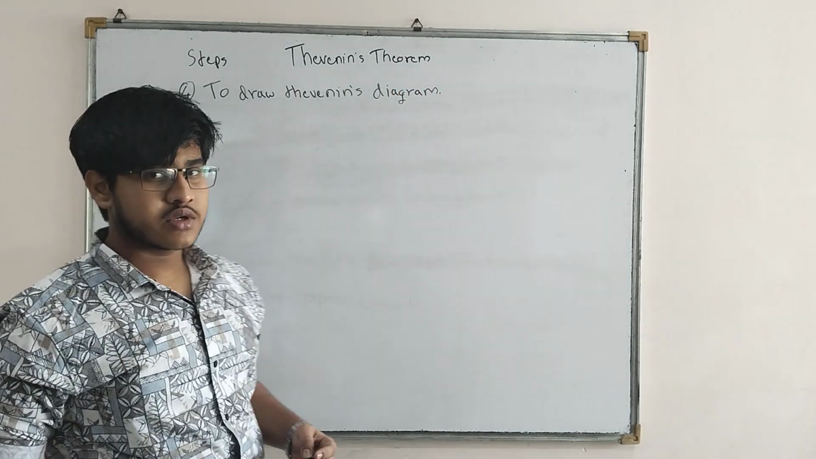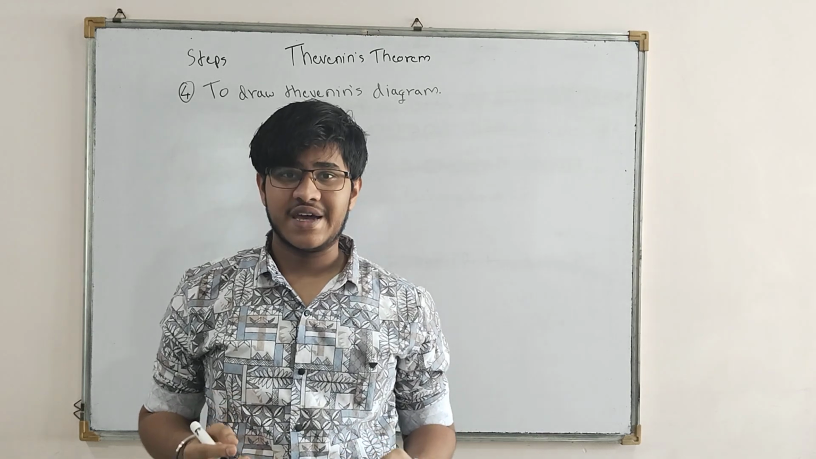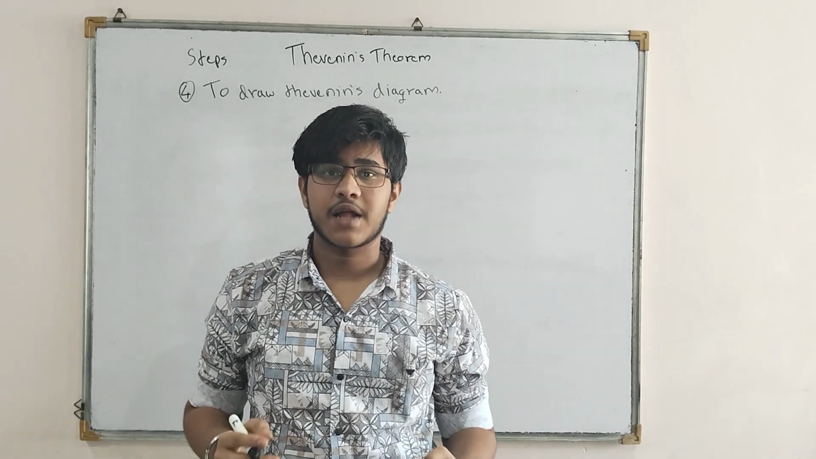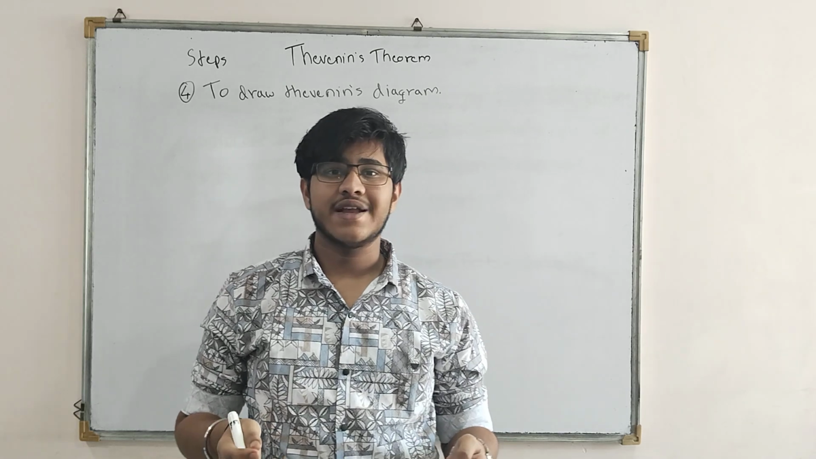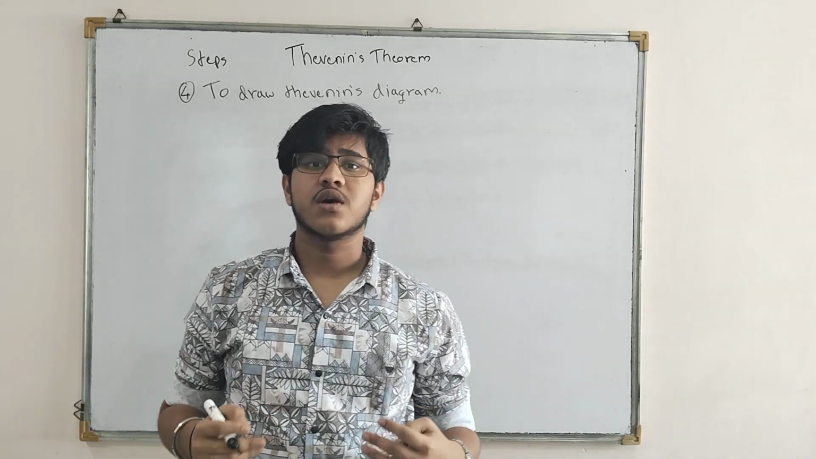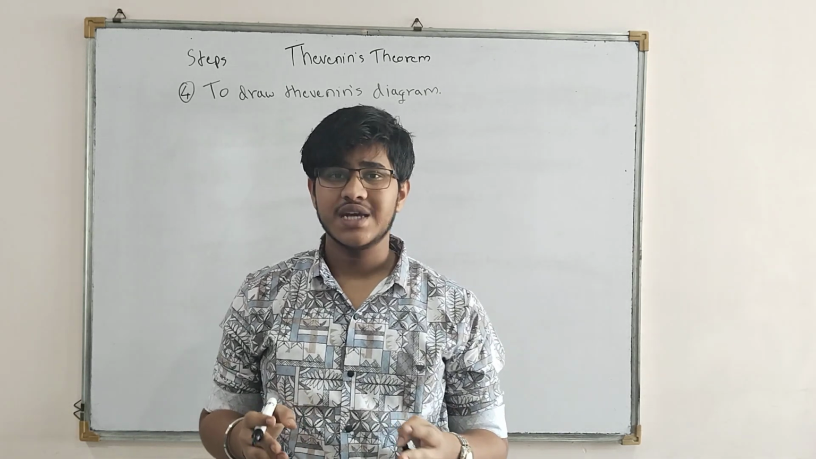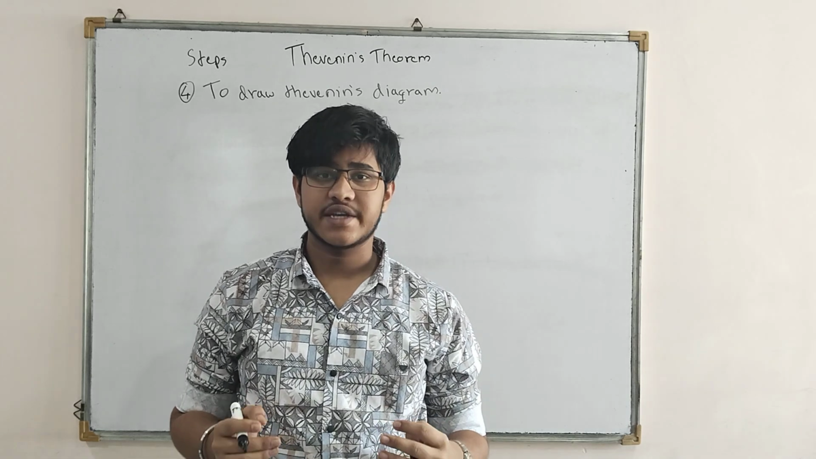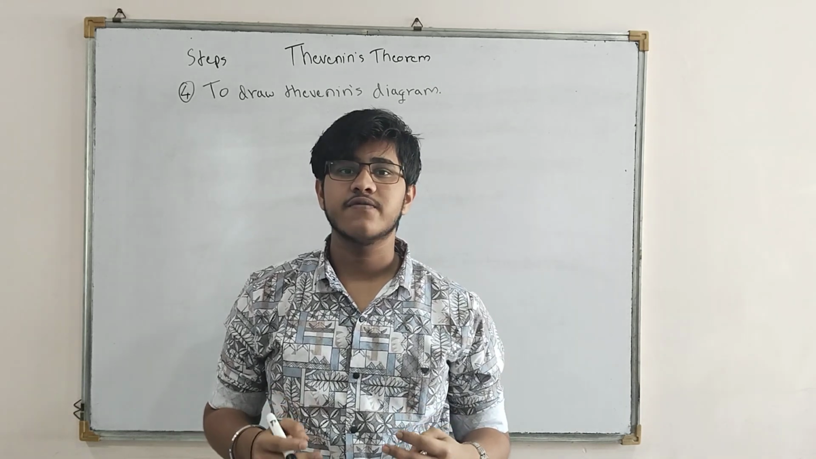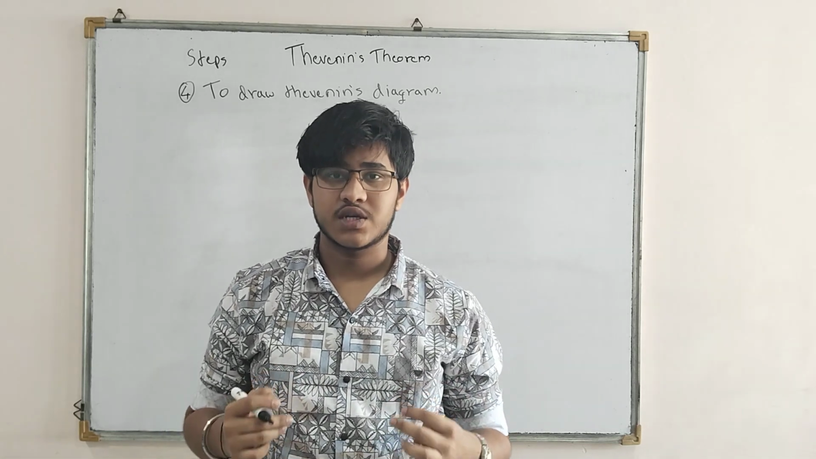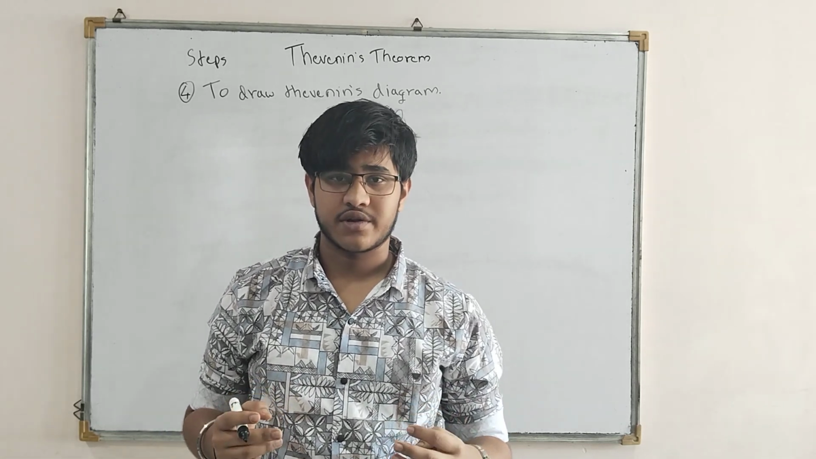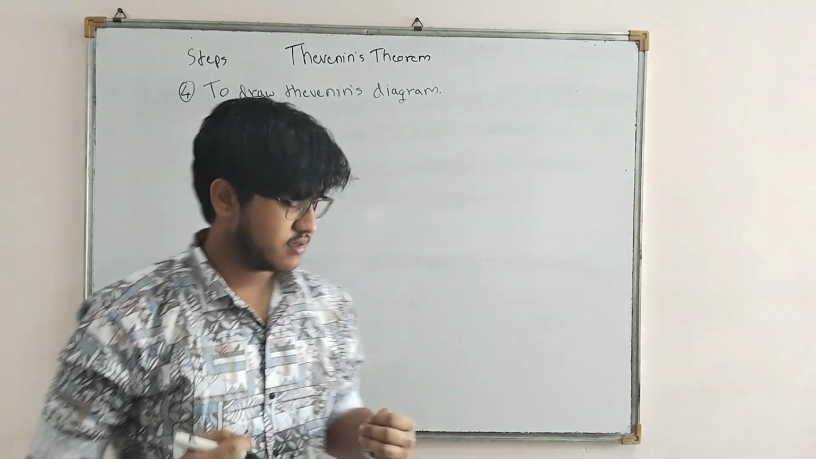So now what is Thevenin's diagram? Thevenin's diagram is a diagram which contains the branch and the resistance through which the current is to be calculated, and it is in series with a voltage source, that is VTH, and in series with RTH, that is the effective resistance of rest of the circuit. So showing this diagram in any question while solving is very important. It contains marks.